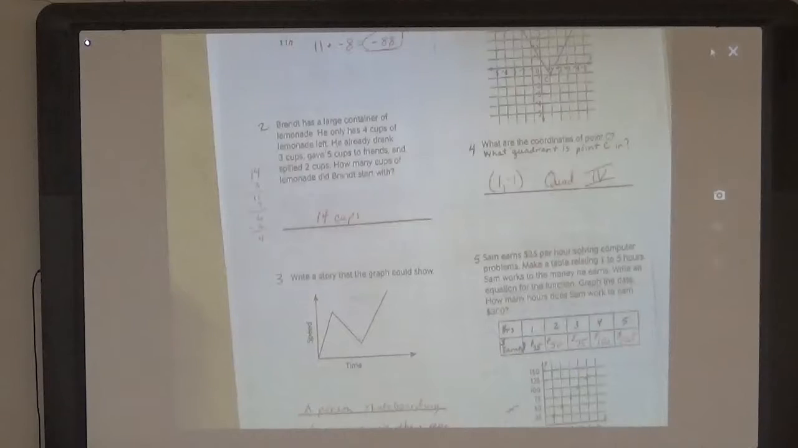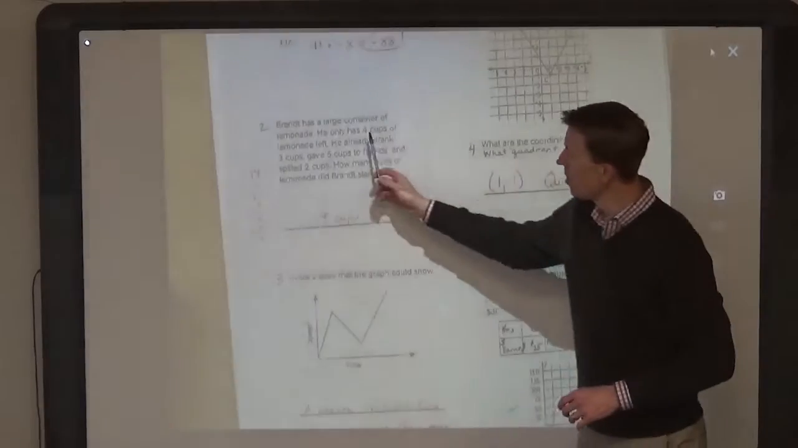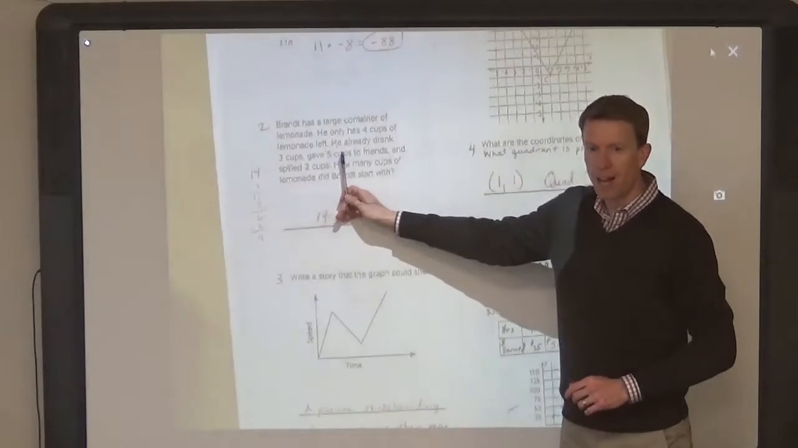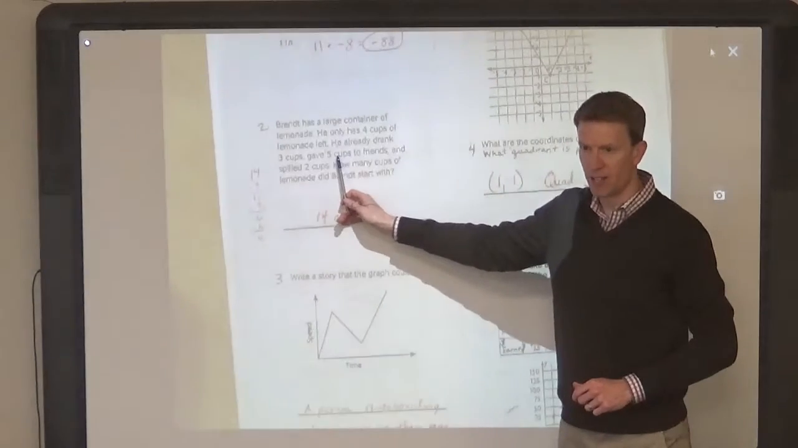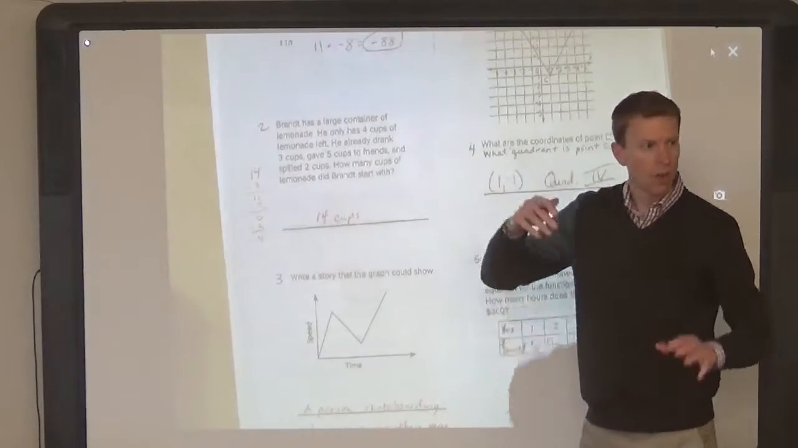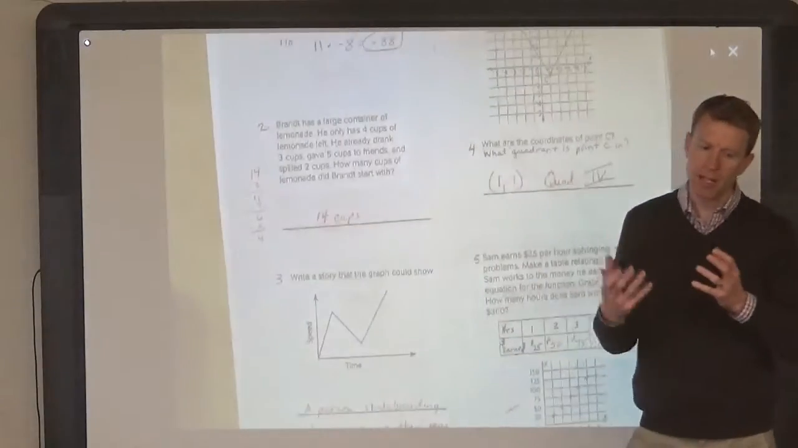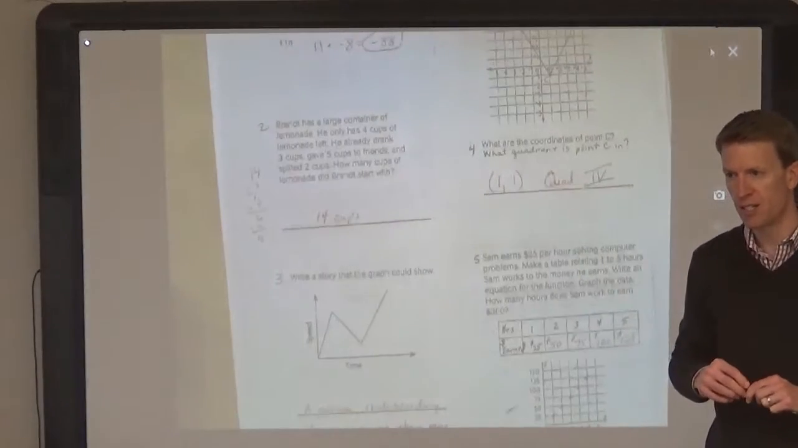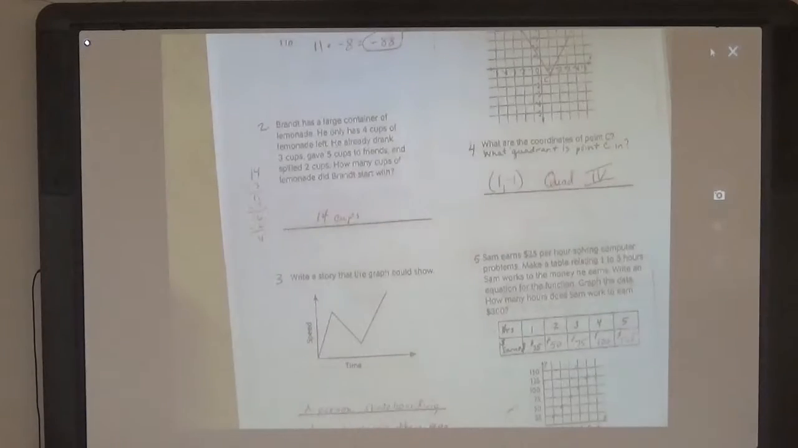You just need to be careful that it's describing something that is subtraction. What if it said, he drank 3 cups, but got 5 cups given to him by friends. Then those 2 are opposite operations. And so you have to be careful when you're reading it, you have to figure out what operation it is describing. Okay? Any questions on that one?